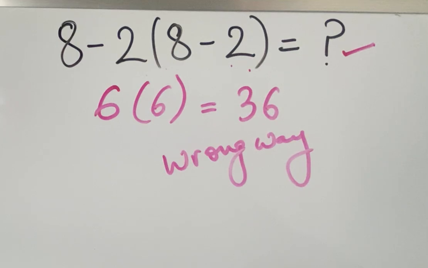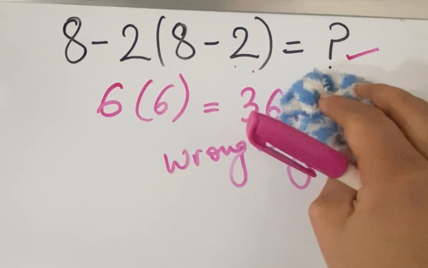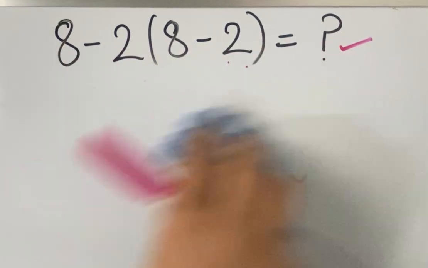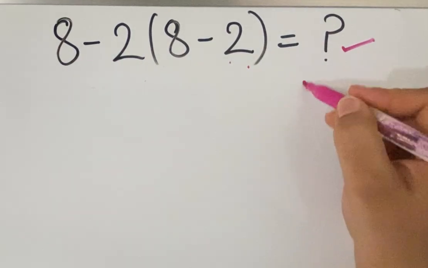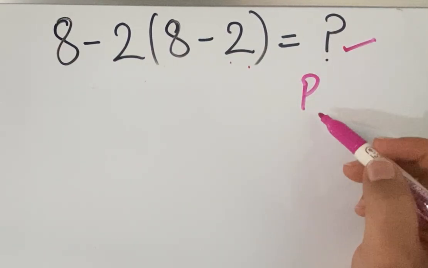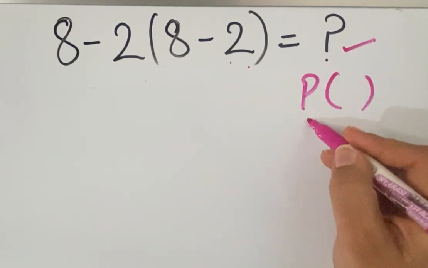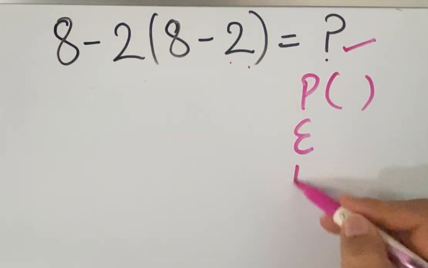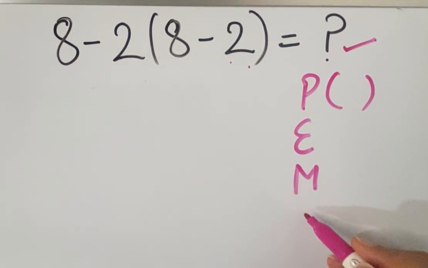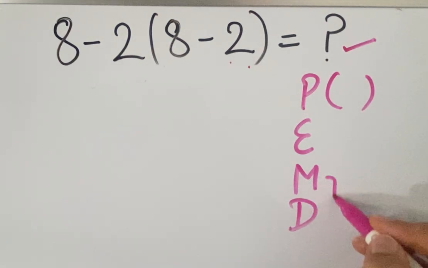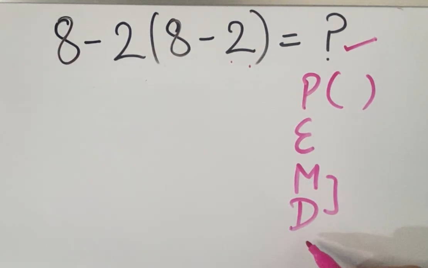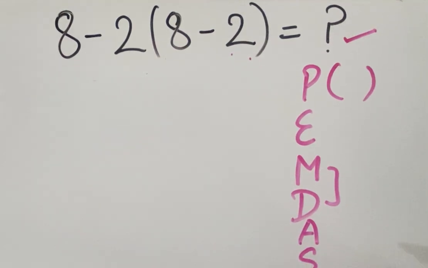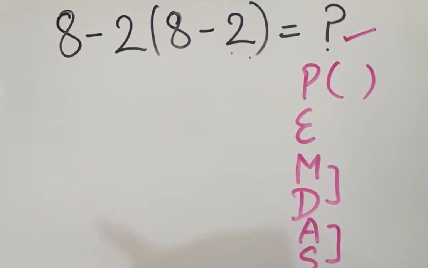Now let's do this with the correct way of order of operations using PEMDAS. P stands for parenthesis, E stands for exponent, M stands for multiplication, D stands for division. These are in the same order. A stands for addition and S stands for subtraction, and these are also in the same order.